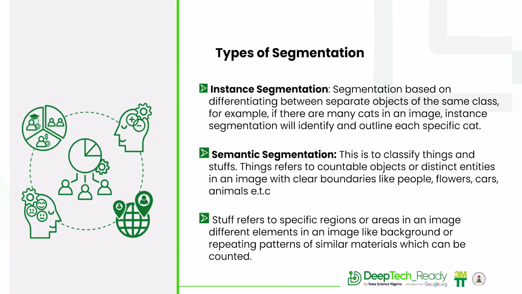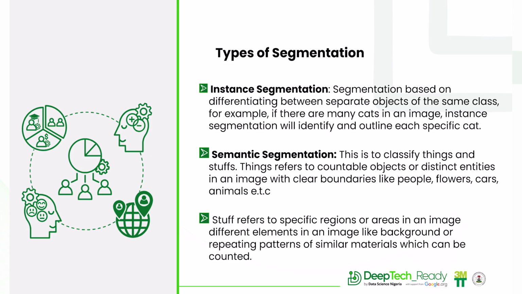So number one is instance segmentation. Now, what exactly is instance segmentation? This segmentation is based on differentiating between separate objects of the same class. Separate objects of the same class. For example, if there are many cats in an image, instance segmentation will identify and outline each specific cat.